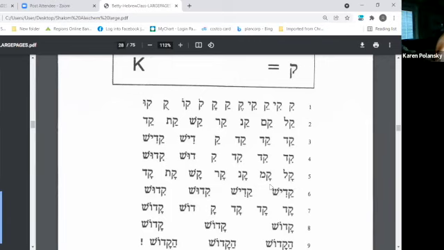Kal, ham, han, har, kash, kat, kad. Very good. What's wrong with this? Tom. It should have been a final mem. Okay, what's wrong with this one? It should have been a final nun. Final nun. It should have been a final nun. Okay, you guys are good.